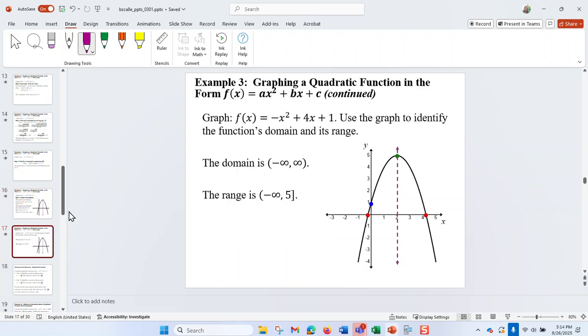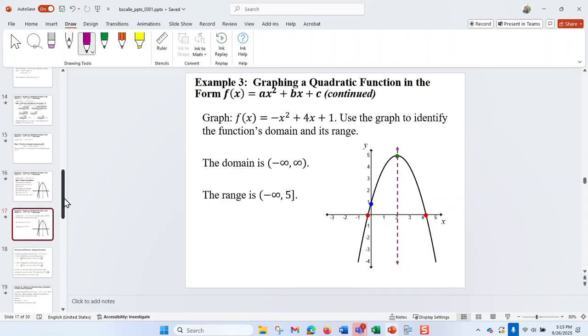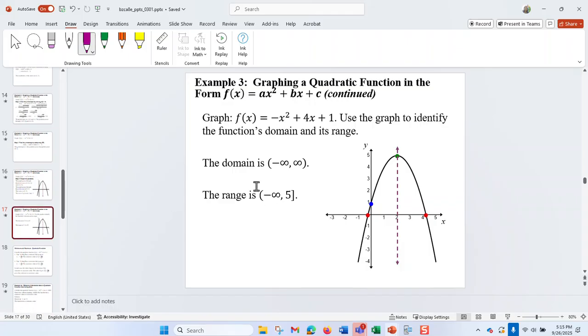All right, and if we also want to find the domain and range, right? Domain for the quadratic doesn't matter whether you're facing up or down. Domain for the quadratic is always all real numbers. And the y value, you can see y has a maximum, because this is facing down.